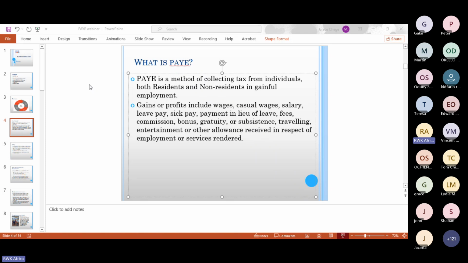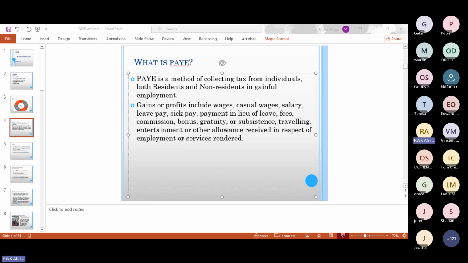So some of the taxable employment incomes include all cash payments, however described, and the value of non-cash benefits that exceeds 500,000 per month. So this came with the Amendment Act 2024 that was enacted on the 27th of December last year. That is what brought these changes. Initially, the threshold was at 3,000 per month.